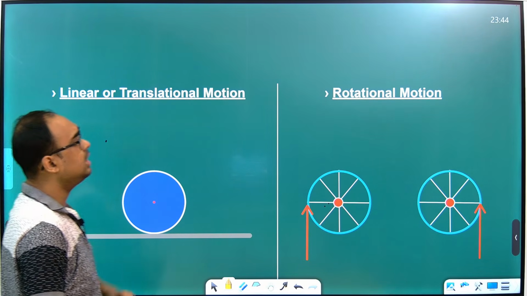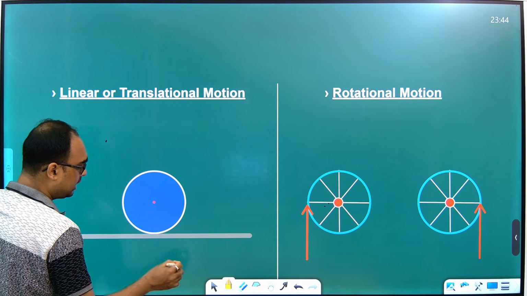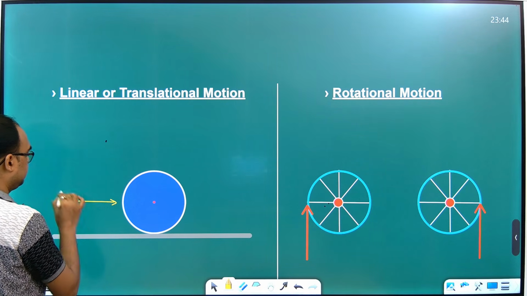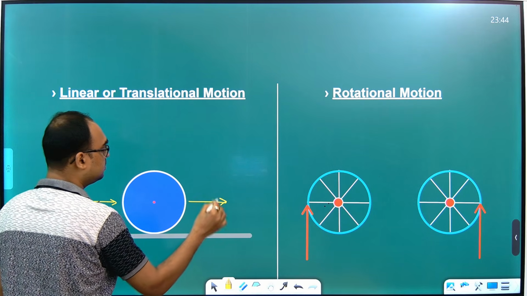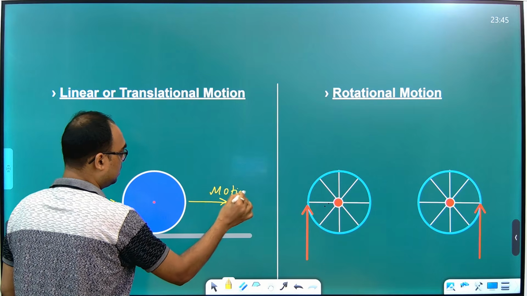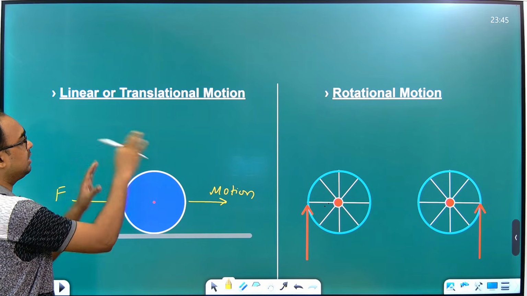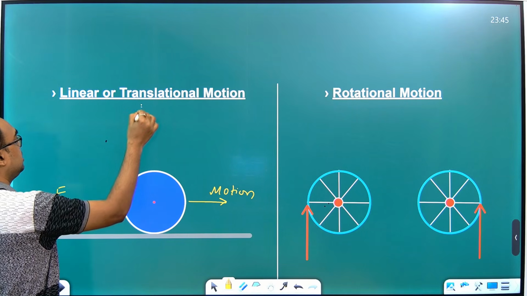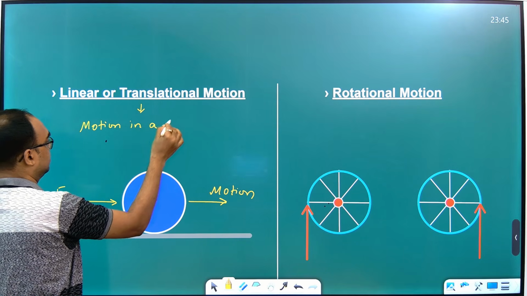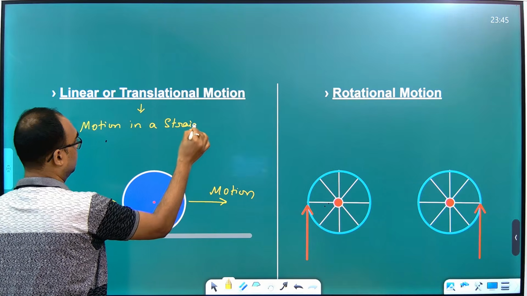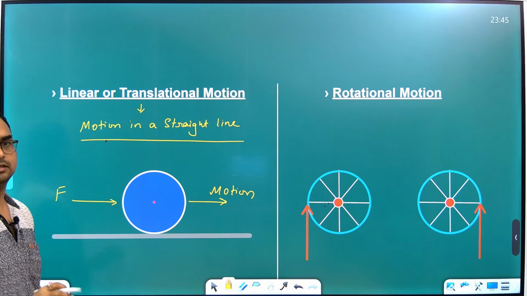Now let's move to the next topic, that is linear or translatory motion. As discussed, let's say I apply force in this direction. The body will move in this direction, right? So that is a simple linear or translational motion, motion in a straight line. Simple thing.